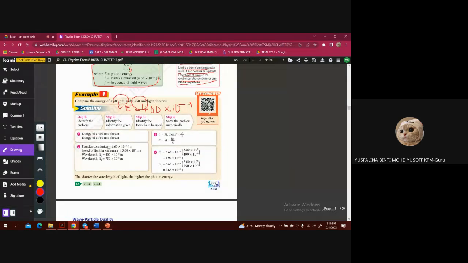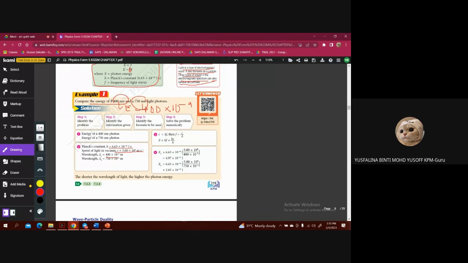And the Planck constant is already given in the question. If they don't put it in the question, you have to refer to the formula. Sometimes they put it in the formula. And the speed of light is 3 times 10 power of 8. And this is the wavelength given: 400 times 10 power of negative 9 meter.